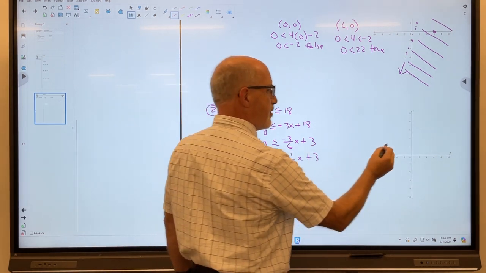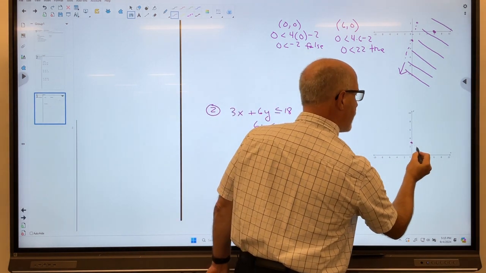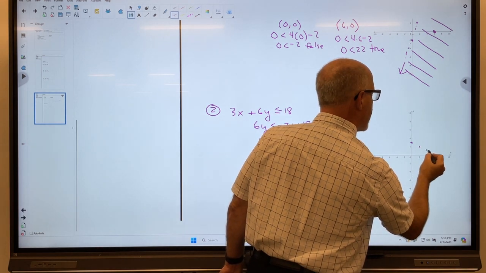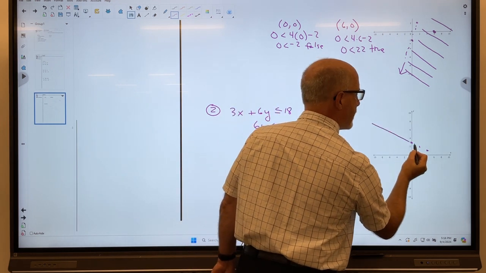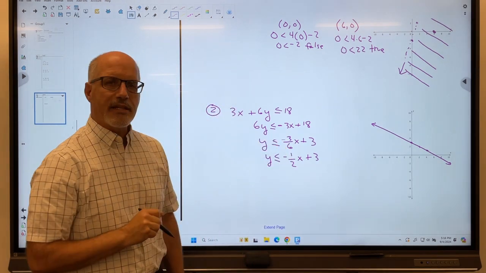So I'm going to start at 3 on my y-axis, and I'm going to go down 1 over 2. Down 1 over 2. And then I'm going to shade it as a solid line, because of the or equal to it makes it solid.